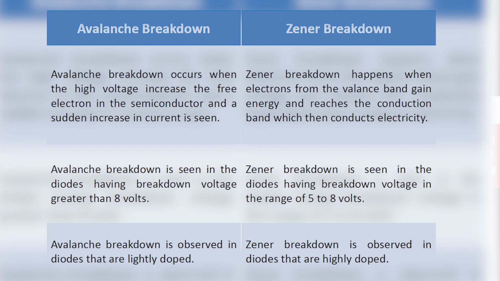Avalanche breakdown is seen in diodes having a breakdown voltage greater than 8 volts. So this makes another difference. The breakdown voltage is greater than 8 volts during avalanche breakdown, whereas Zener breakdown is seen in diodes having a breakdown voltage in the range of 5 to 8 volts. So in Zener diodes the breakdown voltage lies between 5 and 8 volts, but avalanche breakdown starts after 8 volts. That means the breakdown voltage is greater than 8 volts.